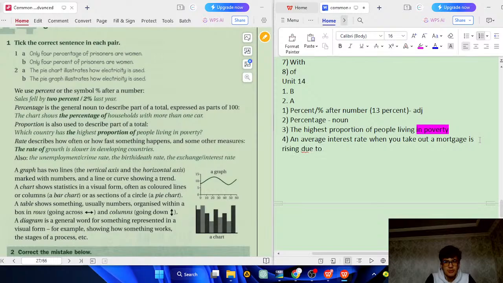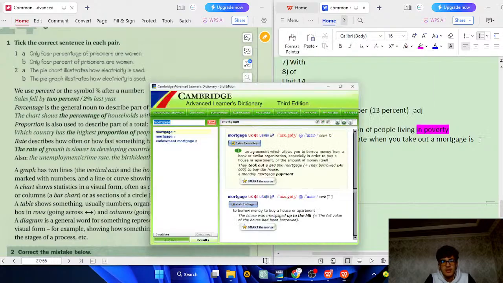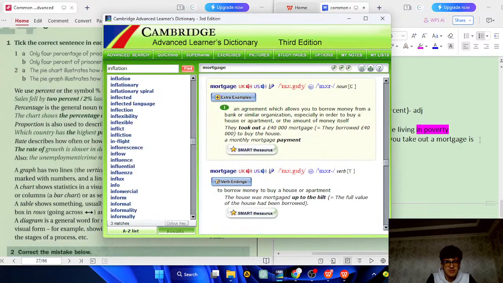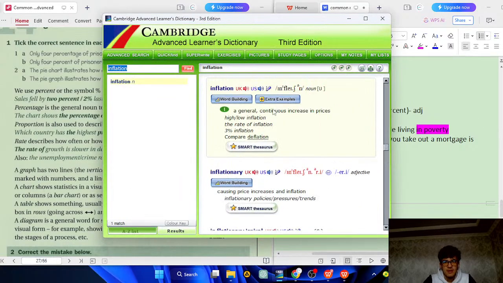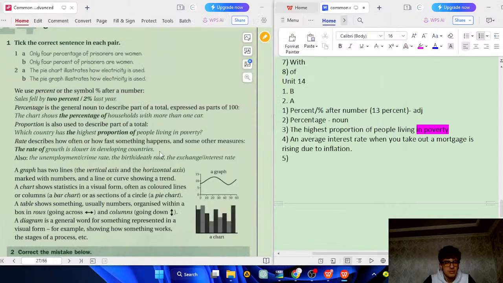due to inflation, right? That's a financially correct statement, but not grammatically. An average interest rate when you take out a mortgage is rising due to the inflation, I guess. Should have said the rate of inflation, 2% inflation, general continuous rise in prices due to inflation. Yeah, whatever.